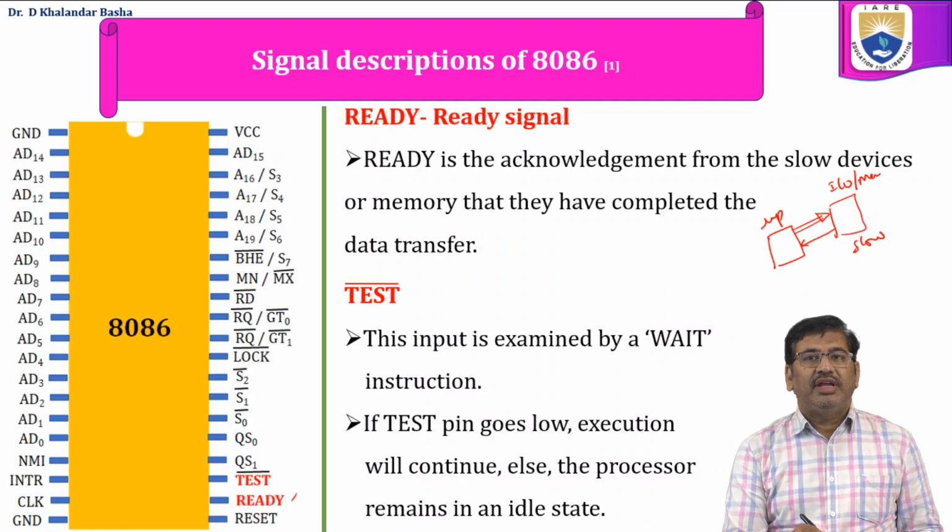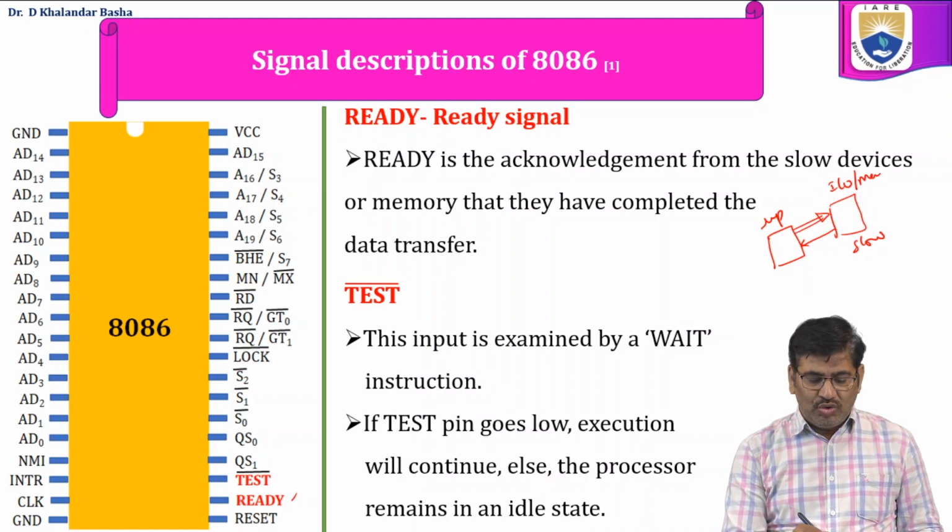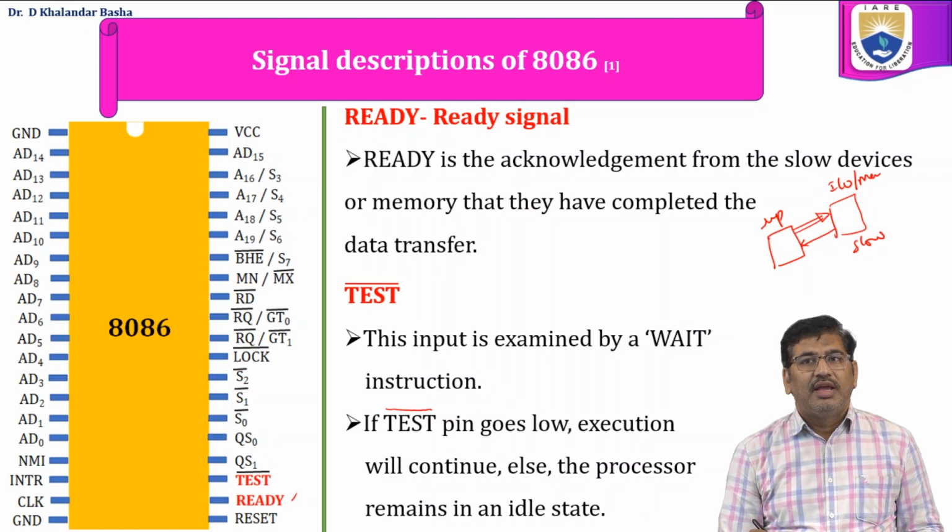The next signal we have is TEST bar, which is an active low signal. This signal will be examined by a WAIT instruction. For each and every machine cycle, we have 4 clock pulses, that is T1, T2, T3, T4. If these 4 clock pulses are not sufficient for any transaction with the processor, then wait clock pulses will be inserted between T3 and T4 clock pulses. If the TEST pin goes low, as it is an active low signal, it indicates the execution will continue, else the processor will remain in the idle state.